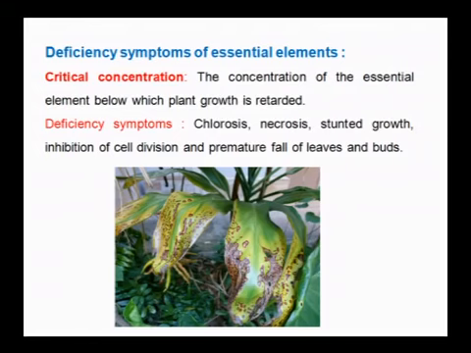Deficiency symptoms of essential elements. Critical concentration is the concentration of essential elements below which plant growth is retarded.